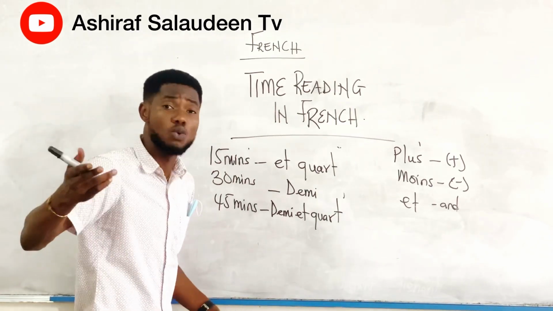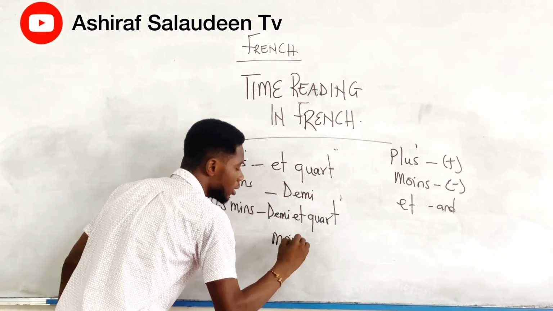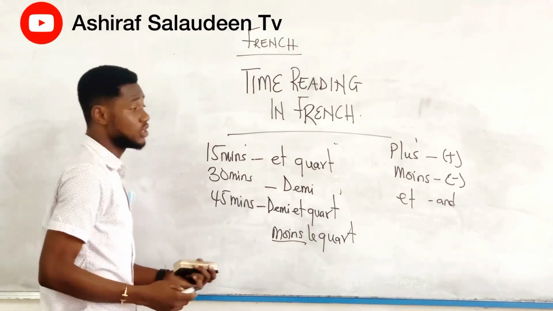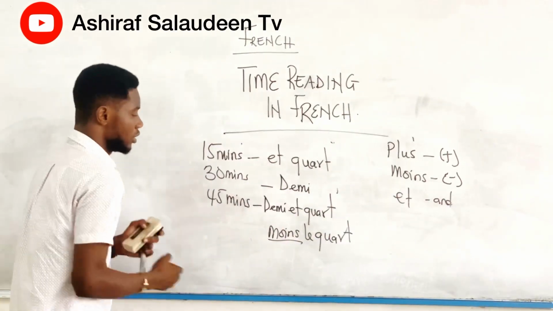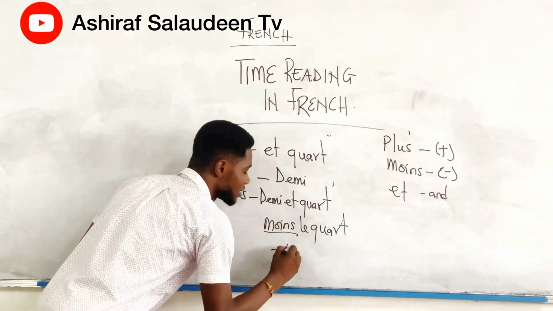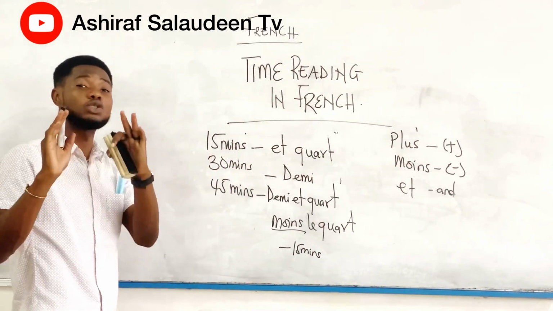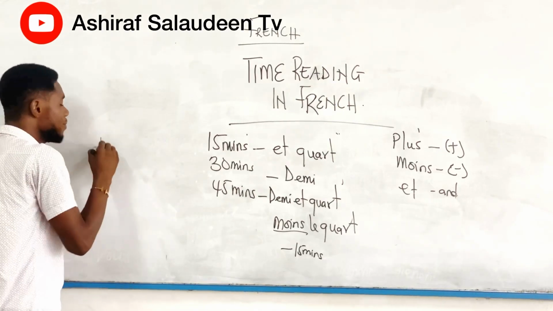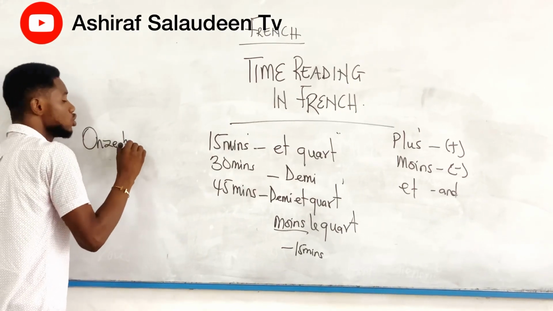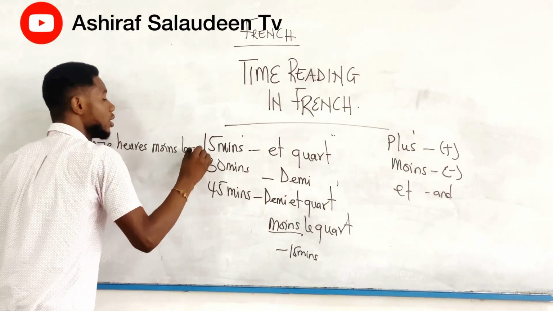Now there is a tricky way they can tell you 45 minutes, which is moins le quart. Now moins, we said is what? Minus. Le quart is what? 15 minutes. So this means minus 15 minutes. So if someone tells you the time is 11, in French onze, so onze moins le quart.